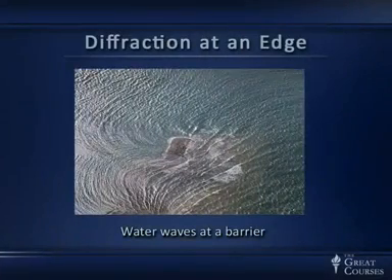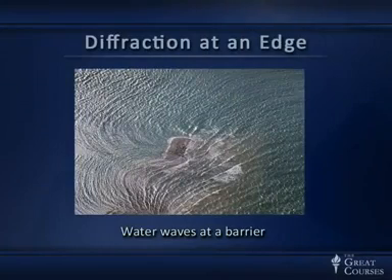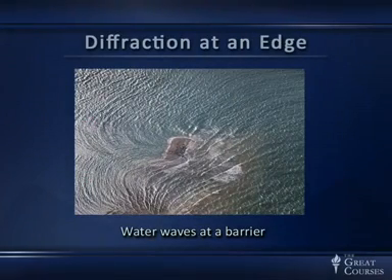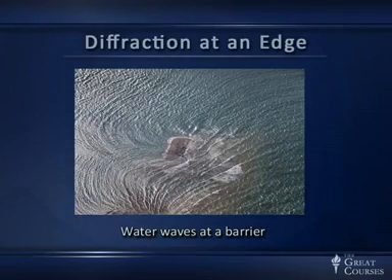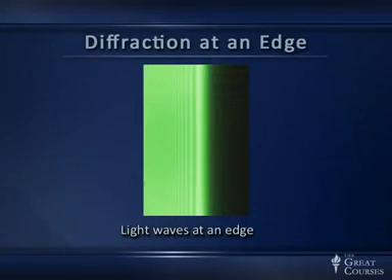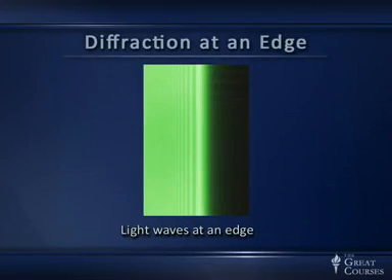Here are water waves impinging on a barrier. The barrier is essentially made by those two little pieces of rock or island there, and you can see the diffraction, the circular wavefront spreading out beyond that barrier. Here's another example. This is a photograph of light waves diffracting at an edge.